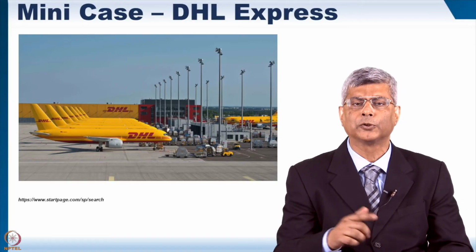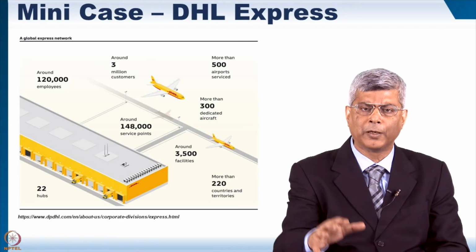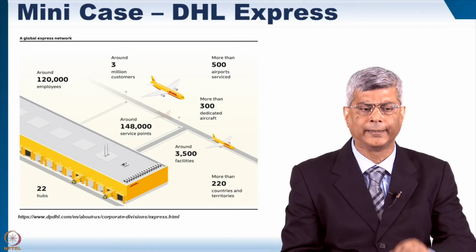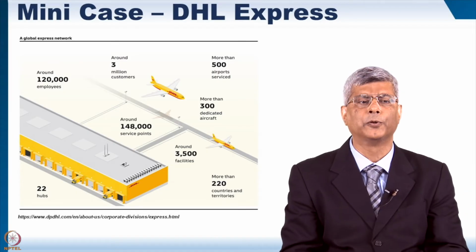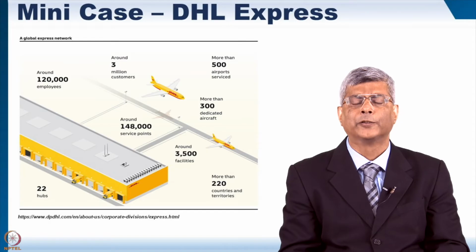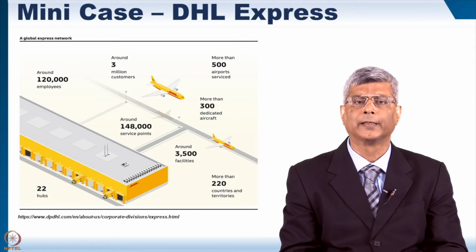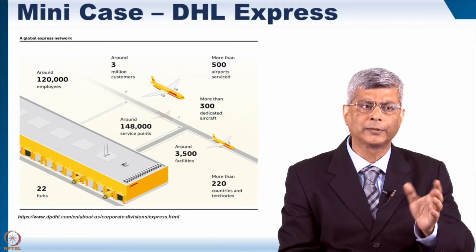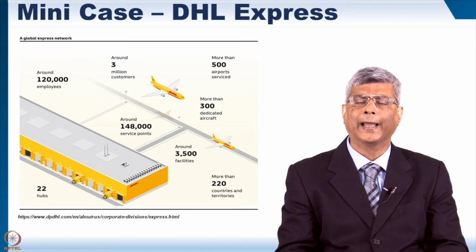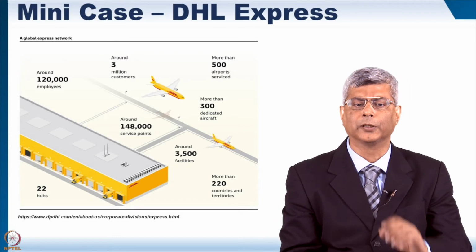But the aeroplanes will not go home to home. So you need a whole amount of supporting infrastructure, and you can see this on the site, and this is on their website. You can click on the link below. So that division has got 120,000 employees. They service 500 plus airports. They have got 3 million customers. And they service 140,000 service points and so on.